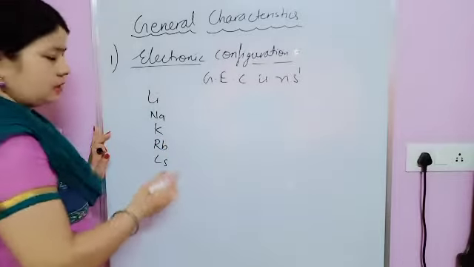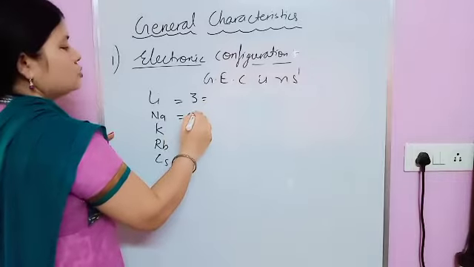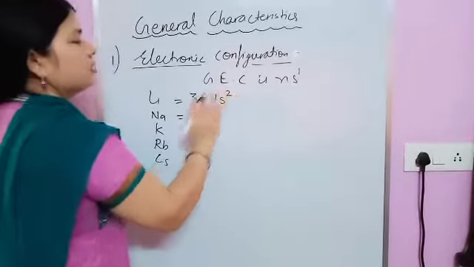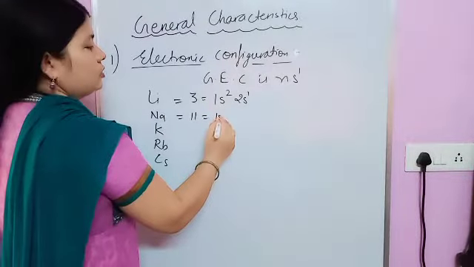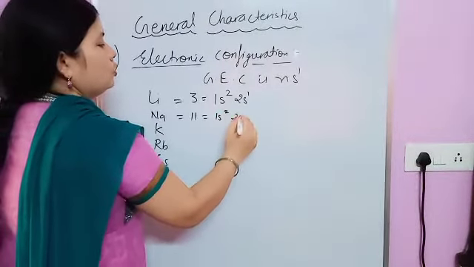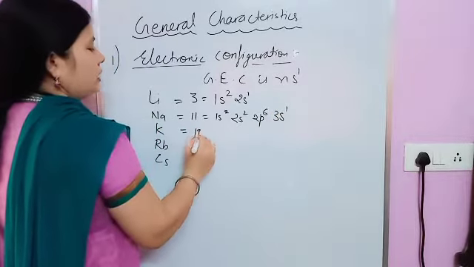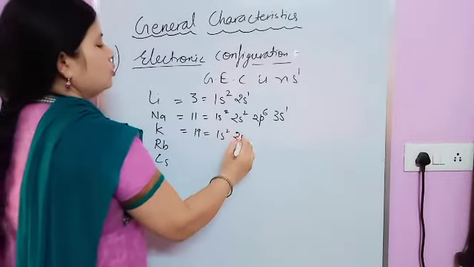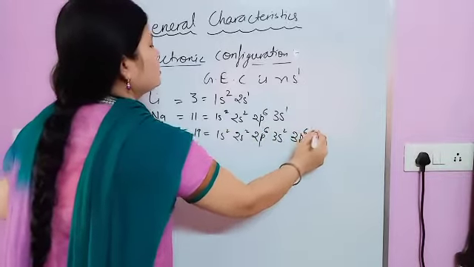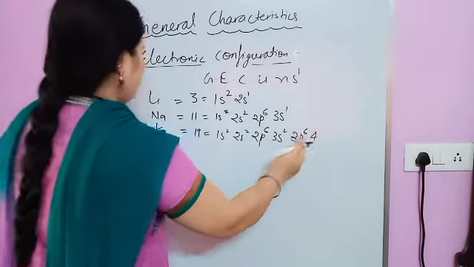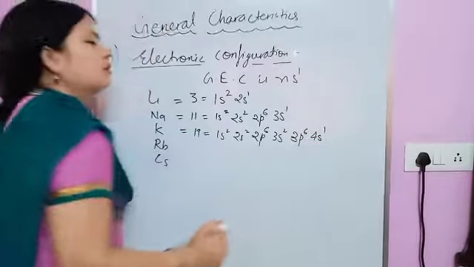So again, our concern is with up to cesium only. Now this one is lithium, this one is sodium. How to write? It's 1s2, then 2s1, outermost shell 1 electron. Then 1s2, 2s2, 2p6, 3s1. This one is 19, that is 1s2, 2s2, 2p6, 3s2, 3p6. In this case, you see this one is total 18, and the 19th one will enter in 4s.